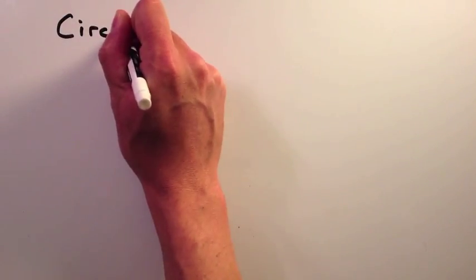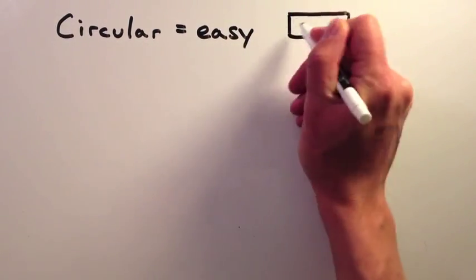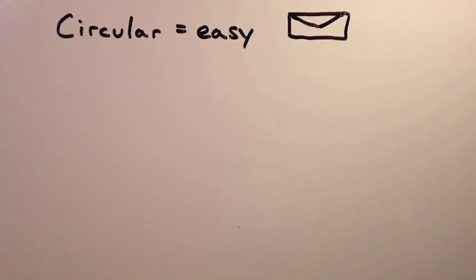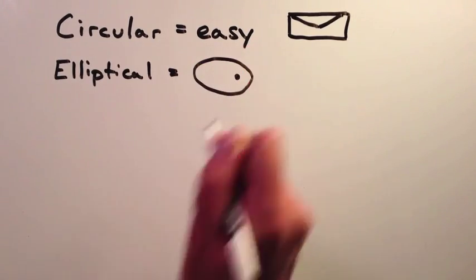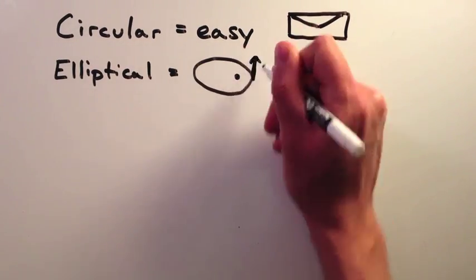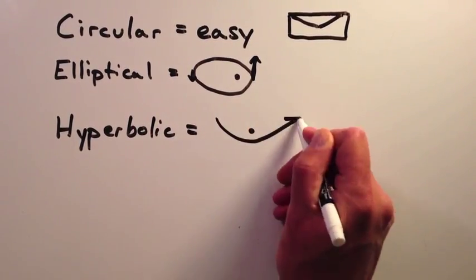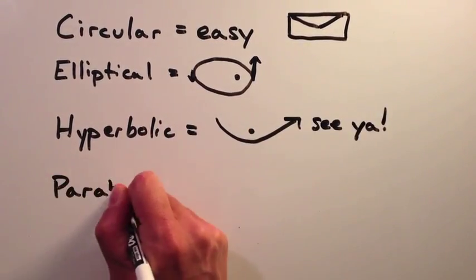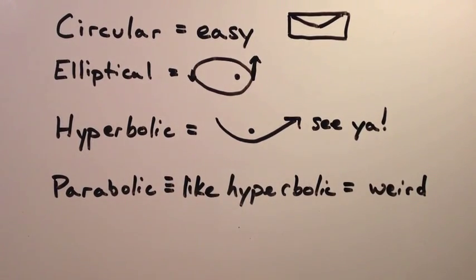Okay, we've covered a lot of material. Here's a quick recap. Circular orbits are easiest to work with, but aren't very realistic. You can use these for back-of-the-envelope calculations if you know the real orbit is nearly circular. Just don't expect much accuracy. Most satellites have elliptical orbits. The Earth is at one of the foci, and the satellite will travel around the Earth at varying speeds. Hyperbolic orbits are for interplanetary missions. You won't be seeing the satellite again once it passes you. And parabolic orbits are like hyperbolic orbits, except they are weird.